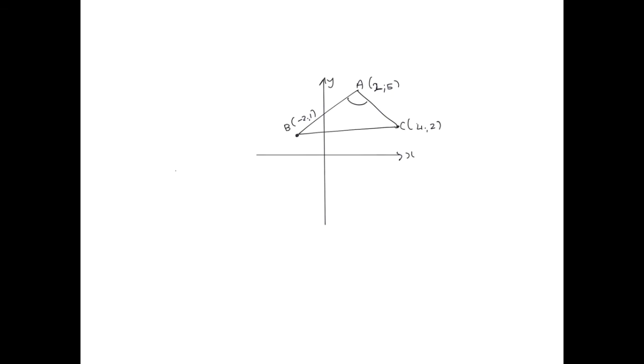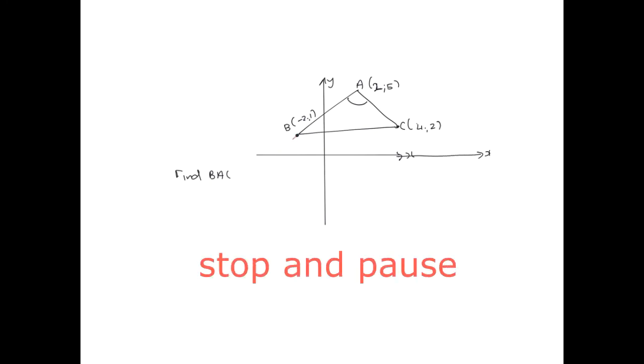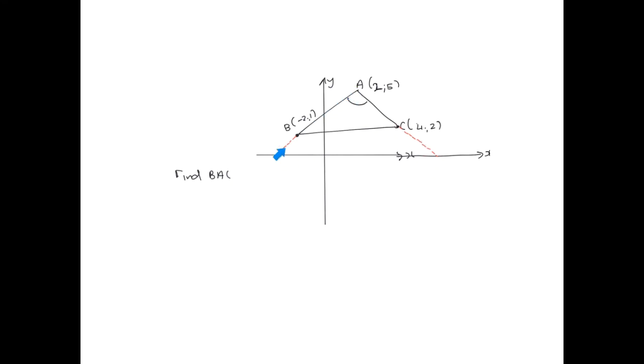Find BAC. So in this case, I said you have to have a triangle on the x-axis. I'm going to extend this x-axis over here to there, okay? And what I'm going to do is extend that line down to there and that line down to there. So now I have a triangle like that on the x-axis. So I'm going to find the gradient of AB to find this angle, and I'm going to find the gradient of AC to find this angle.